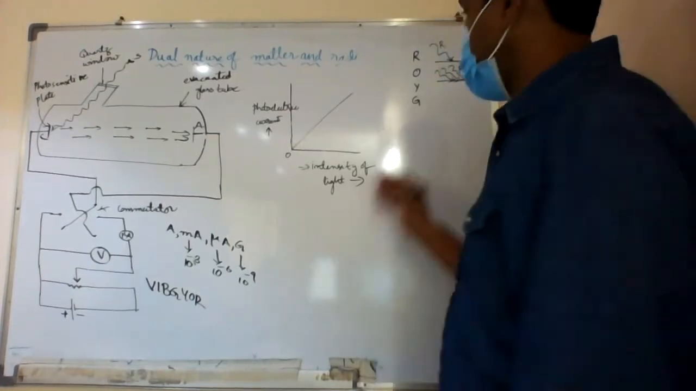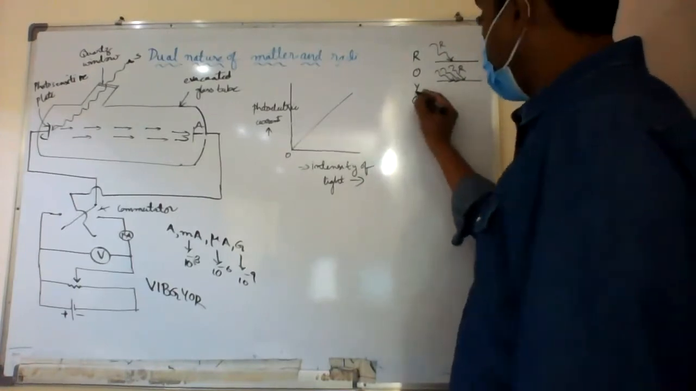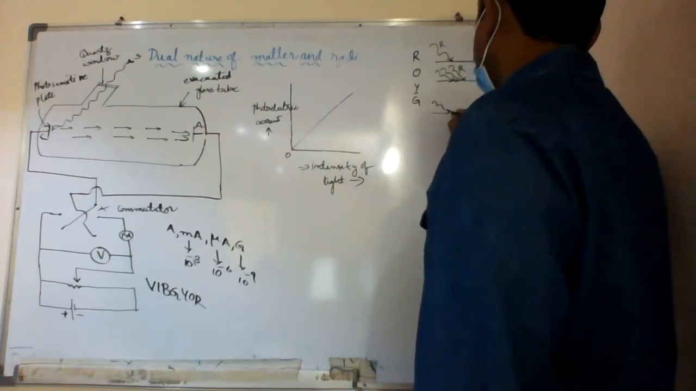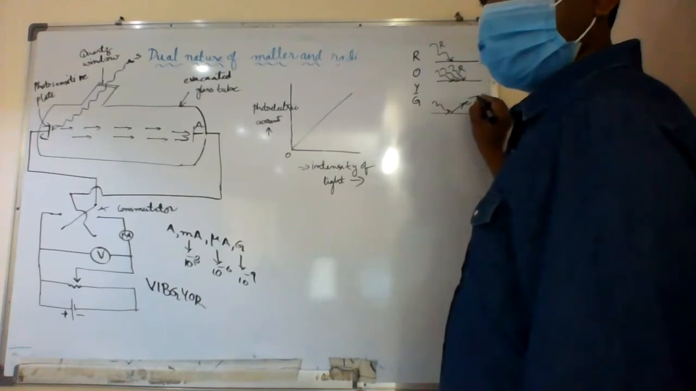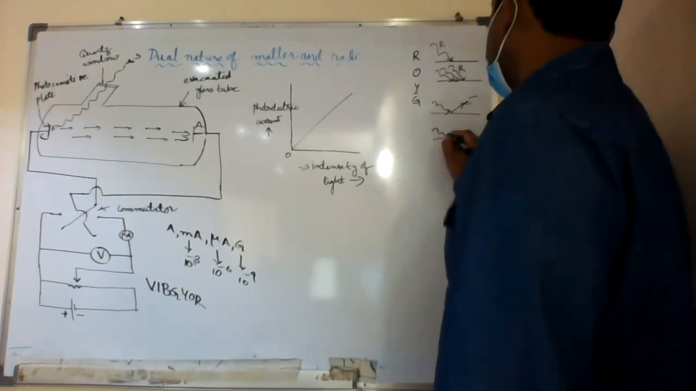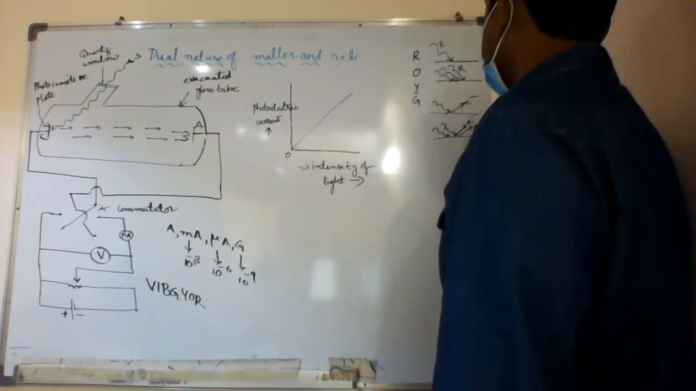Understood? Maybe for yellow or green, it started. Maybe I'll take yellow. For yellow, electrons started coming out. That means the photoelectric effect took place. Now suppose I increase the intensity, what will happen? More electrons will come out. Understood now?